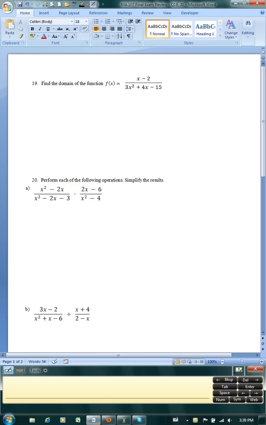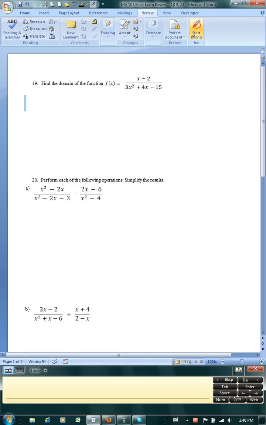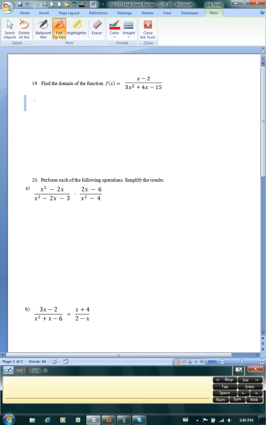All right, the domain is any number that you can insert into the equation that will create a real number answer. The only numbers that will not create a real number answer are numbers that make the denominator equal to 0. So what I need to do is factor 3x squared plus 4x minus 15. Because of the 3, I'm going to use the AC method.